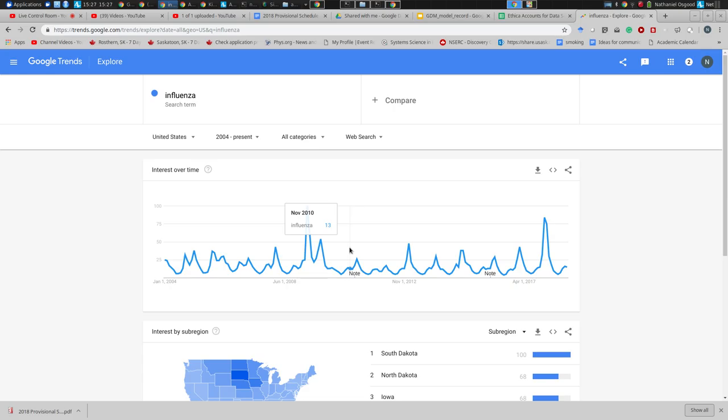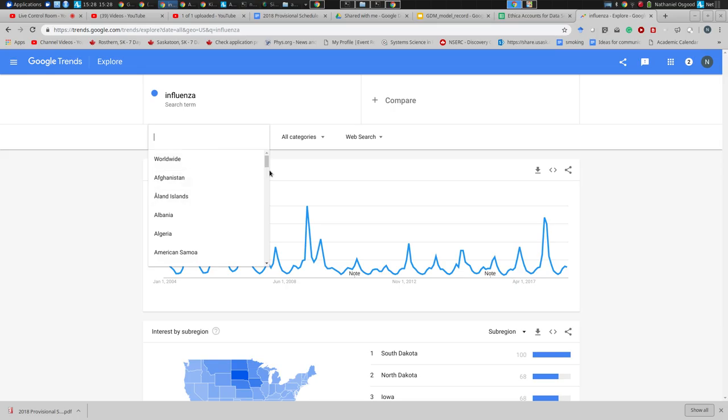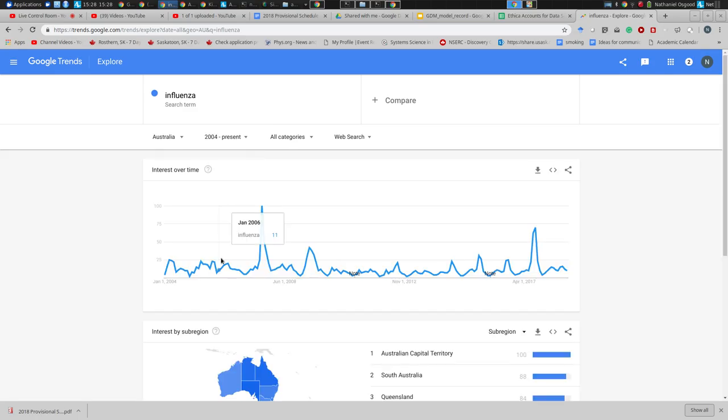If we were to look, for example, not at the US, but if we were to look for something like Australia, I would venture that we'd see a rather different patterning. When do you think the peaks would be here?